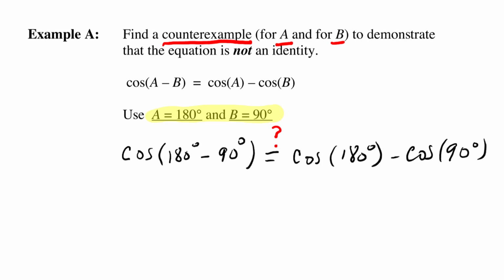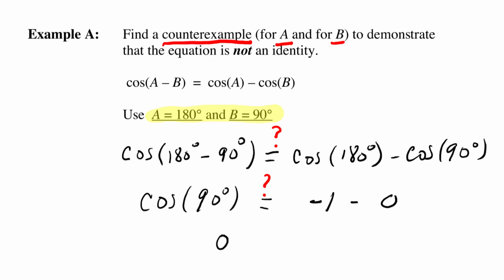On the left side, we're going to simplify within. Of course, 180 minus 90 is 90. Cosine of 90 degrees on the left. On the right side, the cosine of 180 degrees is negative 1 and the cosine of 90 is 0. So negative 1 minus 0. And we still have that question. Are they equal? Left side becomes 0. Right side becomes negative 1, and the answer is no, they're not equal, because that's a false statement.